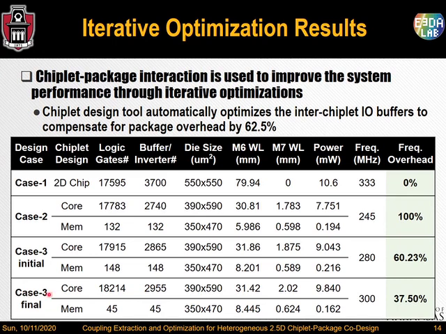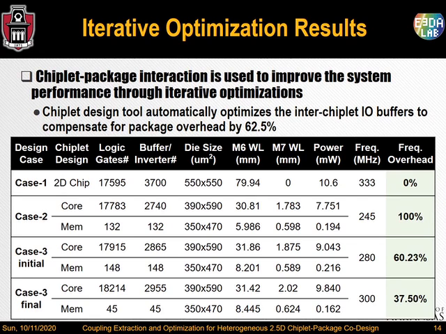Case 3 final is the 2.5D implementation achieved at the end of the second and final iteration of our flow. In this iteration, the newly created timing contracts are used in the physical implementation. Further iterations did not improve the system performance. This design achieves a system frequency of 300 MHz, which is very close to the system frequency of the 2D design. That's a 62% reduction in the frequency overhead.